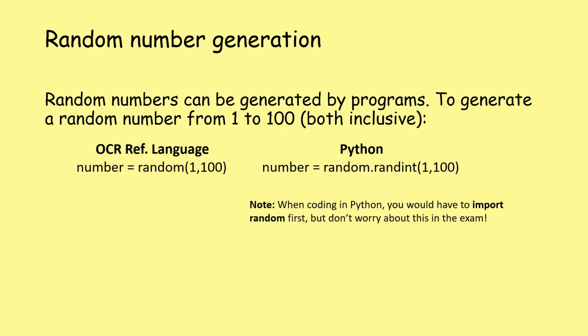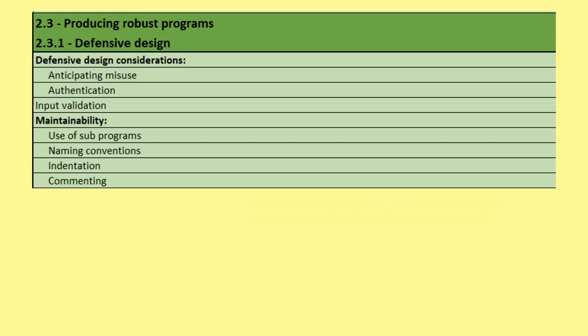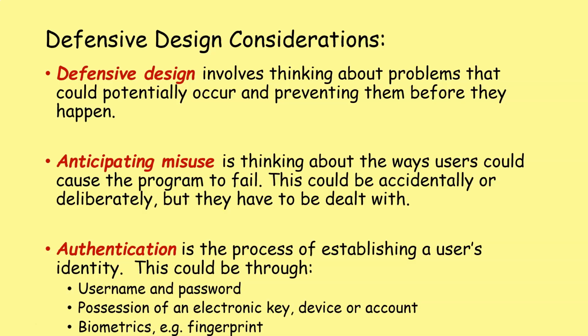That's fine. Moving on to 2.3, producing robust programs, let's take a look at defensive design. Defensive design involves thinking about problems that could potentially occur and preventing them before they happen. This involves things like anticipating misuse, thinking about the ways the users could cause the program to fail. This could be accidentally or deliberately, but both cases have to be dealt with.